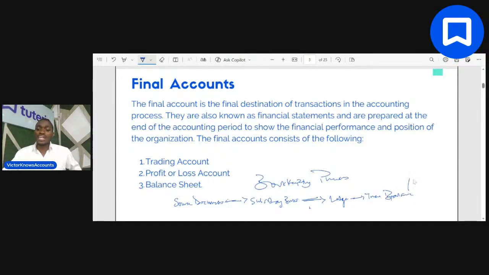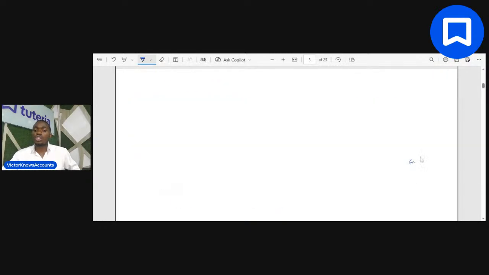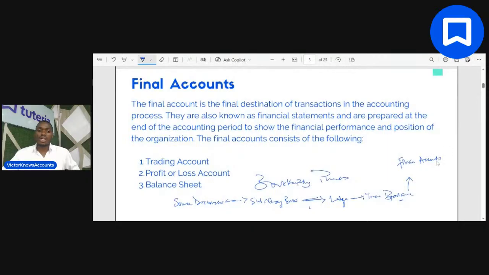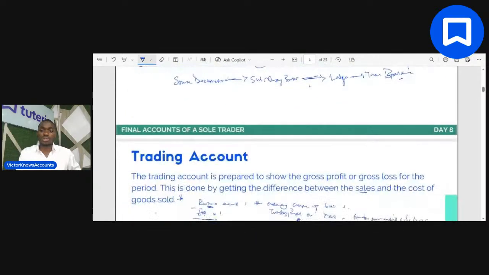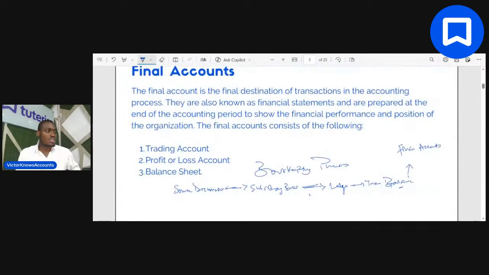So after this, then you use your trial balance to prepare something called your final account or your financial statement, anyhow you want to call it. Is that fine? So this is what we have.